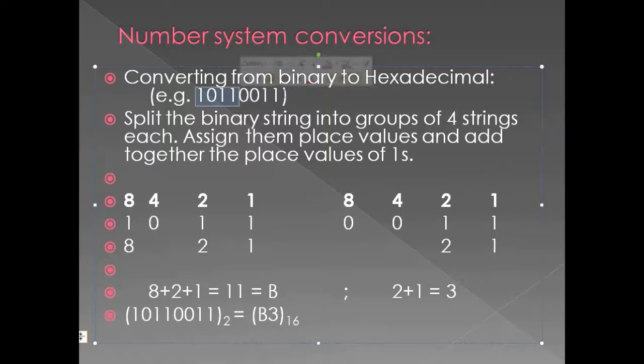1011, this would be the first, and 0011, that would be the second. Simply write 1 to 4 8, or 2 power 0, 2 power 1, 2 power 2, 2 power 3, and then add the place values for ones together. 8 plus 2 plus 1, this becomes 11, that means in hexa it is B, and 2 plus 1 equals 3, so the answer would be B3. First of all, we write the part on the left hand side and then the right hand side, and this becomes our hexadecimal answer.